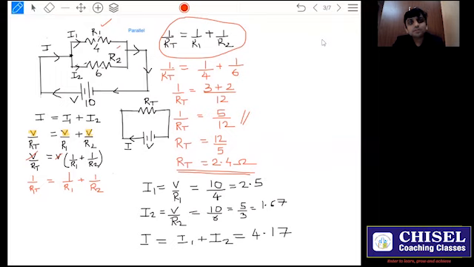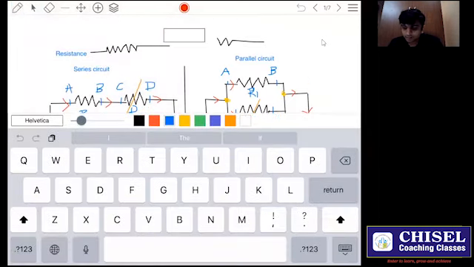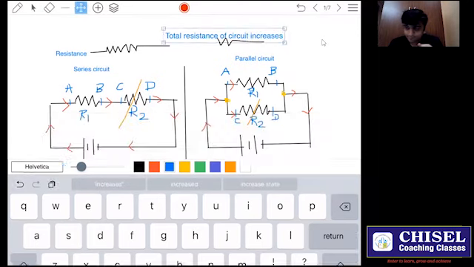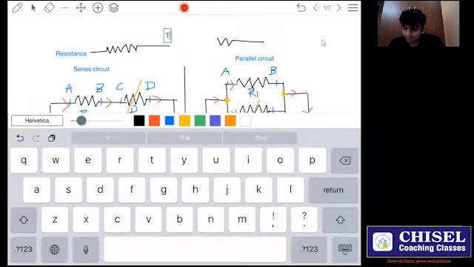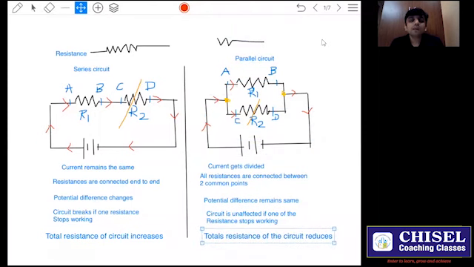Okay, so understood this part? This was all about your series and parallel circuits. So in the series circuit, what we can do is we can include one point, that is the total resistance of the circuit increases. This is in series circuit. And in parallel circuits, we can say that the total resistance of the circuit reduces. Okay, so these are your differentiating points in series and parallel circuits.